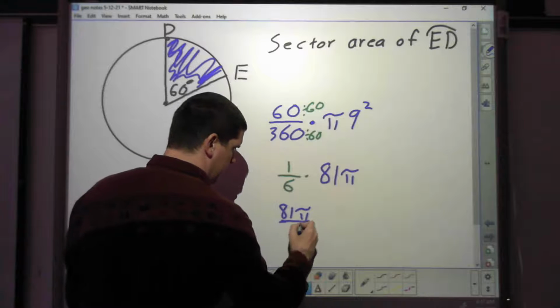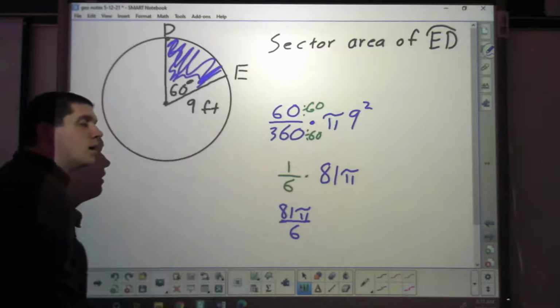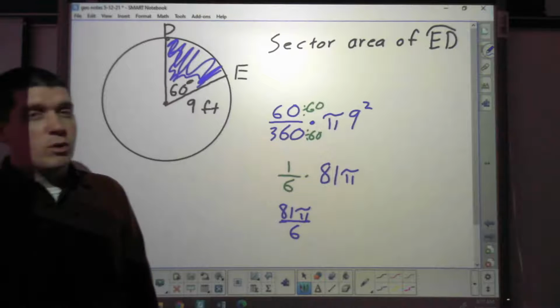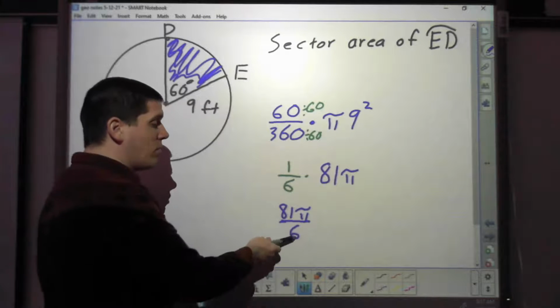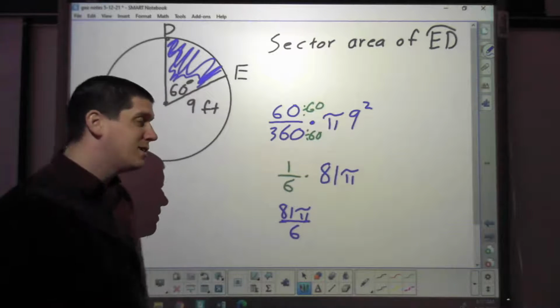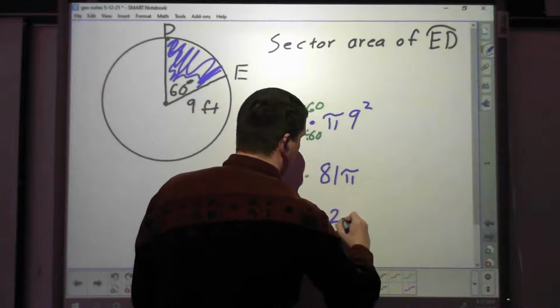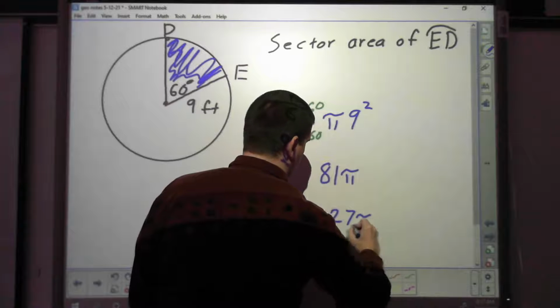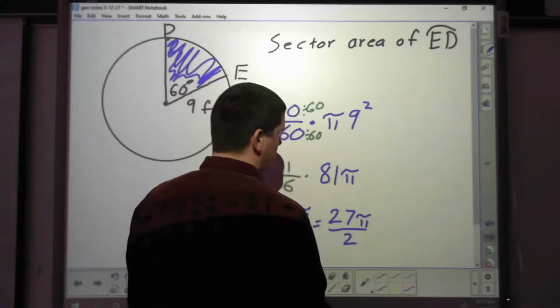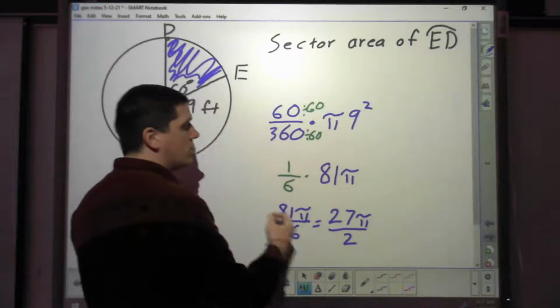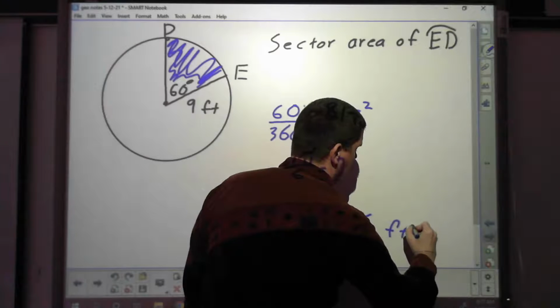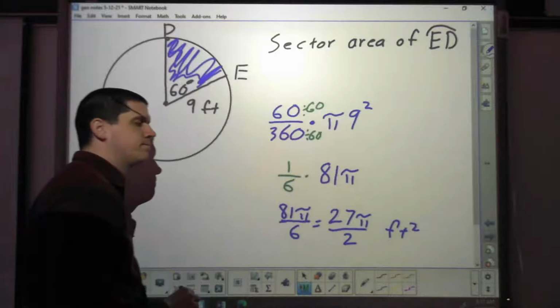81 pi over 6. Now they're not even, so I know I can't divide by 2, but I can divide a 6 by 3, and I can divide an 81 by 3. This is going to end up being 27 pi over 2. And then my unit, feet squared.